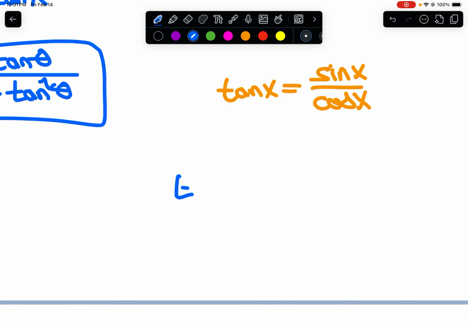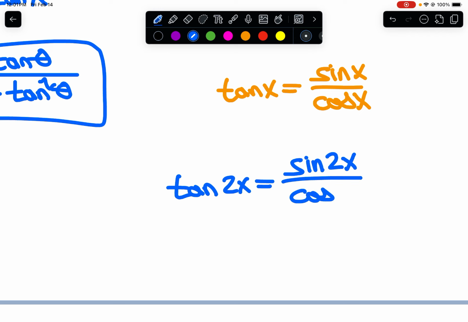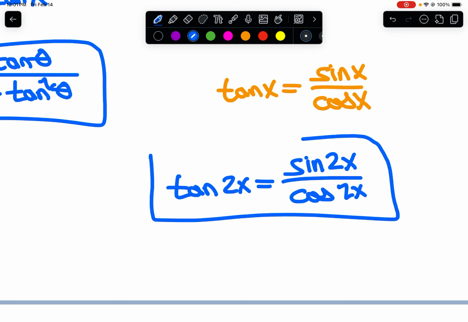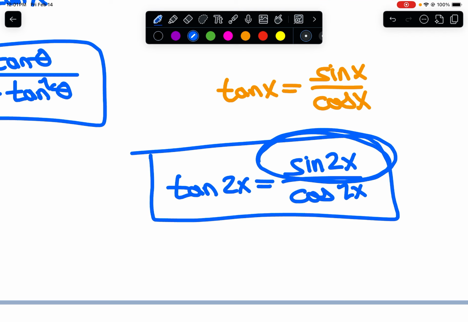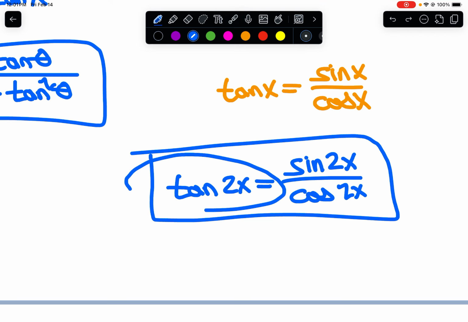So with that being said, tangent of 2x is the same as sine of 2x over cosine of 2x. So I can take my ratios for the double angle of sine and the double angle for cosine and simplify that ratio, and that will give me the same thing as tangent for a double angle.